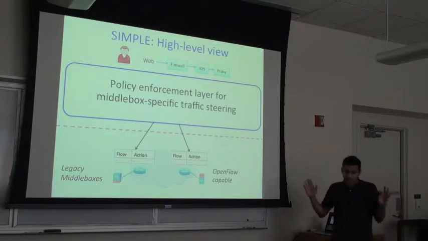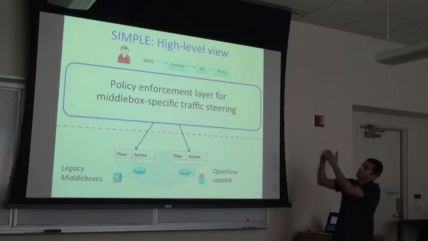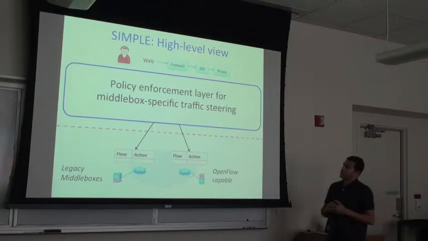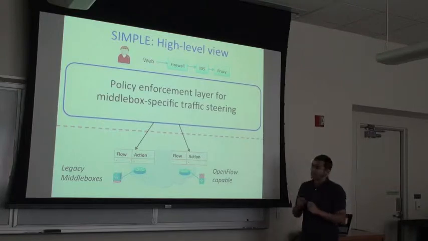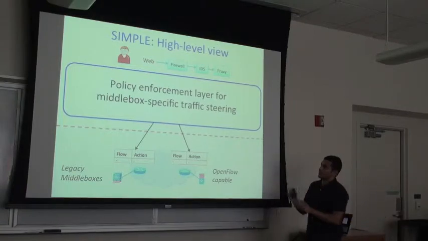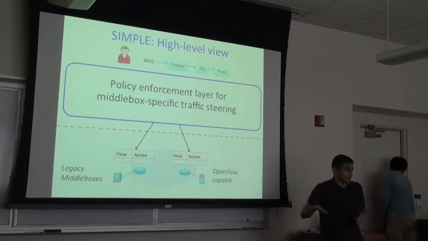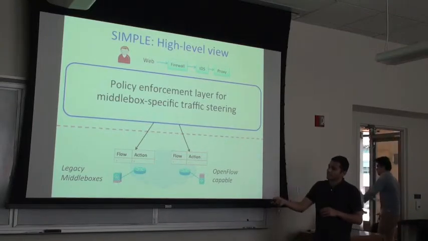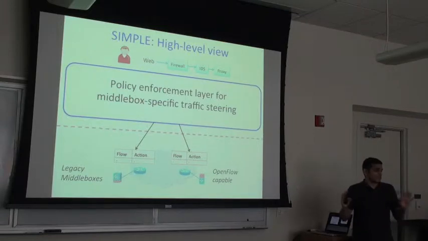At a very, very high level, SIMPLE, as I mentioned, is a policy enforcement layer. Imagine you have service chaining policies that an administrator comes up with, say web traffic needs to go through a firewall, IDS, and proxy. SIMPLE lets the administrator specify this chaining policy at a very high level, and then it compiles down into flow rules at the data plane level. It's an in-between layer sitting at the network controller that translates high-level policies into an actual physical realization. The key here is that we're going to do it with legacy middle boxes. You can bring any middle box you want, and we're going to use existing OpenFlow mechanisms, so no extensions whatsoever.